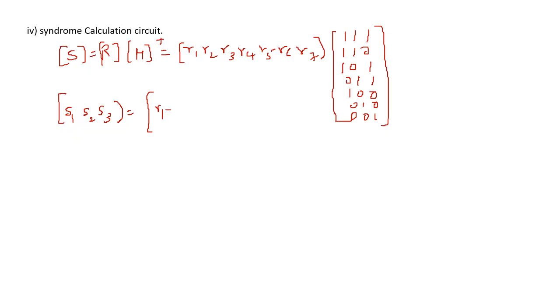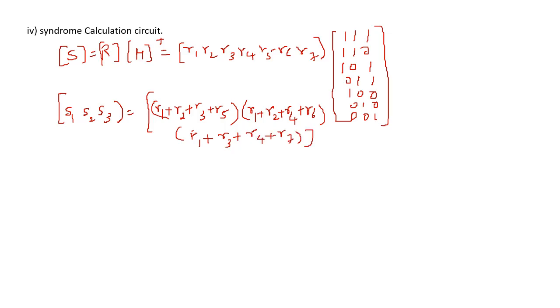S1 will be equal to R1 plus R2 plus R3 plus R5. S2 will be R1 plus R2 plus R4 plus R6. That is the row multiplied with the second column, and for the last element, the row R1 up to R7 multiplied with the third column, we get S3 equal to R1 plus R3 plus R4 plus R7.